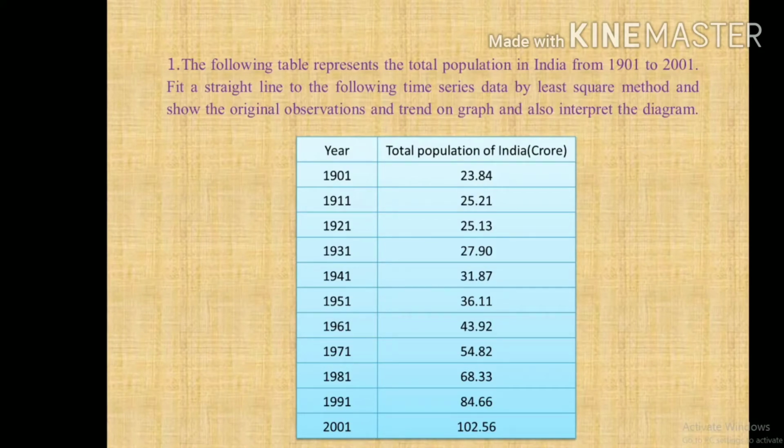Before going to the discussion, I have already put a question for the calculation of time series data. The following table represents the total population in India from 1901 to 2001. Fit a straight line to the following time series data by least square method and show the original observations and trend on a graph and also interpret the diagram. In this table, you can see that this column represents the year and this column represents the total population of India in crore.